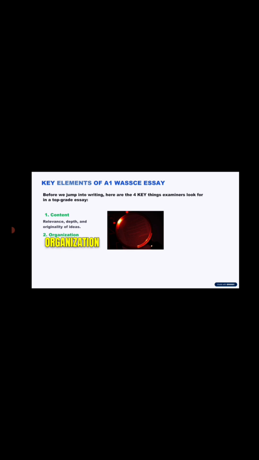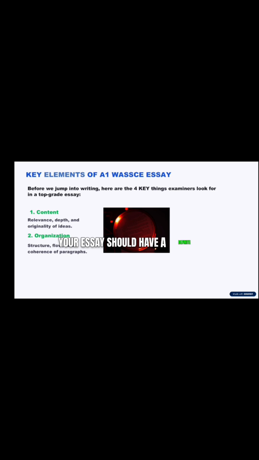2. Organization. Examiners are looking for structure, flow, and coherence of paragraphs. Your essay should have a definite structure, such as introduction, body paragraphs, and conclusion. And your ideas should flow from one paragraph to the next one.